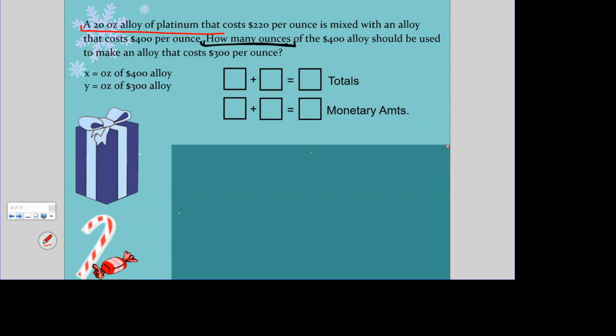Okay. What's slightly different about this one that I want you to notice is that you are actually told that a 20-ounce alloy costs $220 per ounce. And that is mixed with an alloy that costs $400 per ounce. Those two are the ones being mixed together, but we're trying to find the total in this one. We're trying to get one that costs $300 per ounce. That's what we're trying to find. That's the end result outcome.